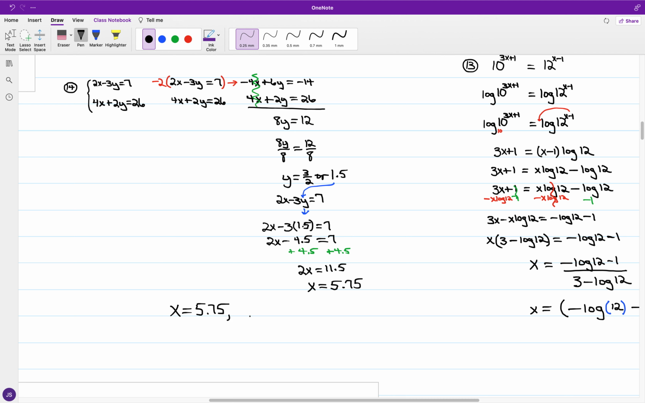Okay, so we have x equal to 5.75 and y is equal to 1.5. And again, you can write this as an ordered pair solution, whereupon we have x at 5.75 and y at 1.5.